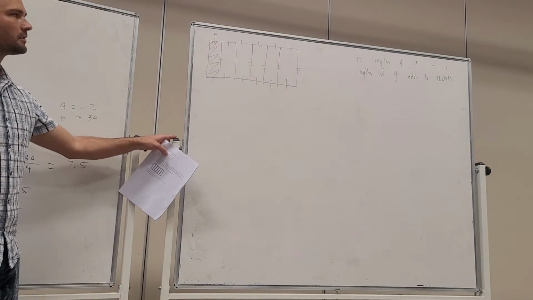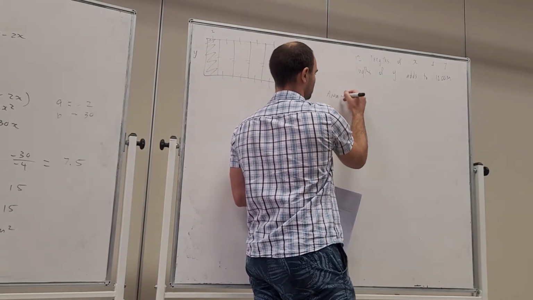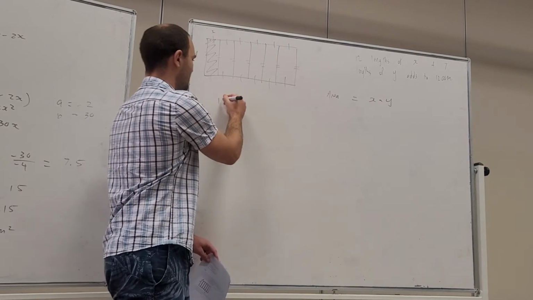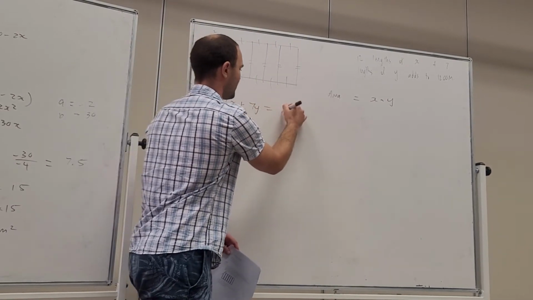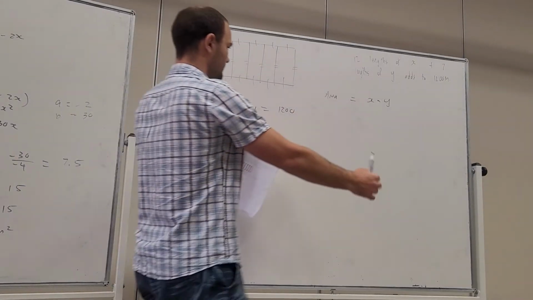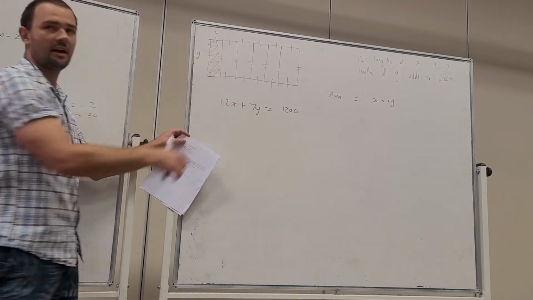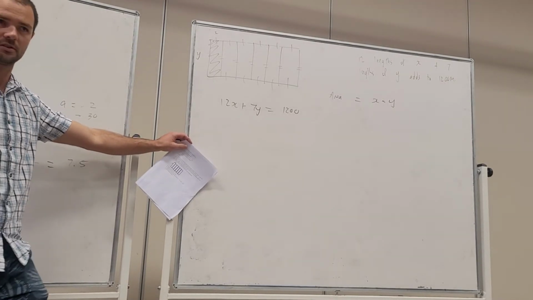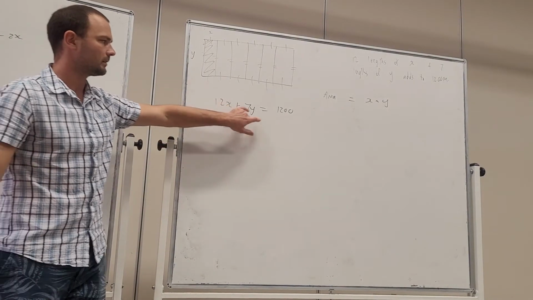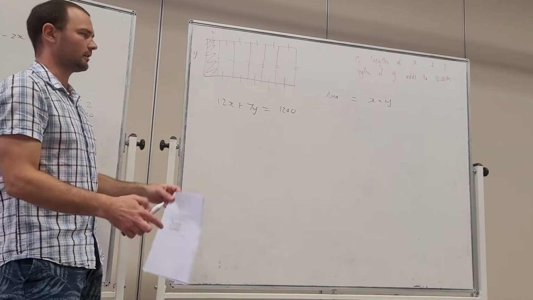Okay? So we've got the area is x times y at the moment. That's what we've got. And we've also got the expression that 12x plus 7y equals 1200. So we've got these two equations. The area of this pen is just going to be x times y, and every single pen is like that because they've got the same dimensions. And then we've got this equation here that 12 lots of x plus 7 lots of y is going to be 1200 meters. We've got to synthesize them. We've got to bring them together.